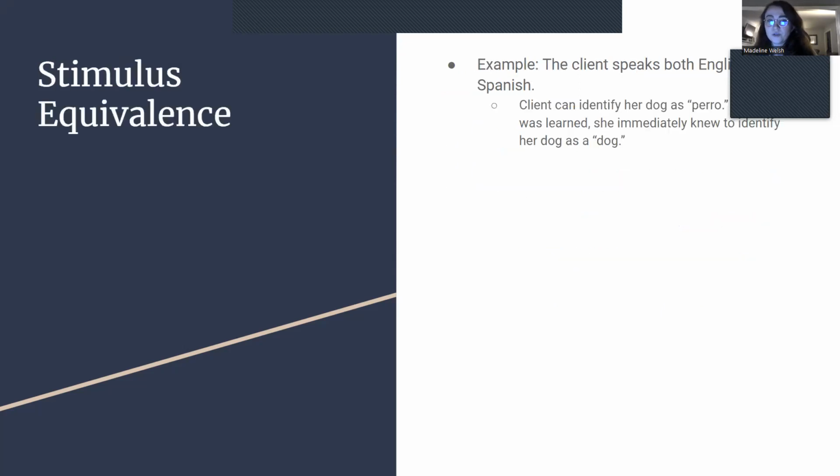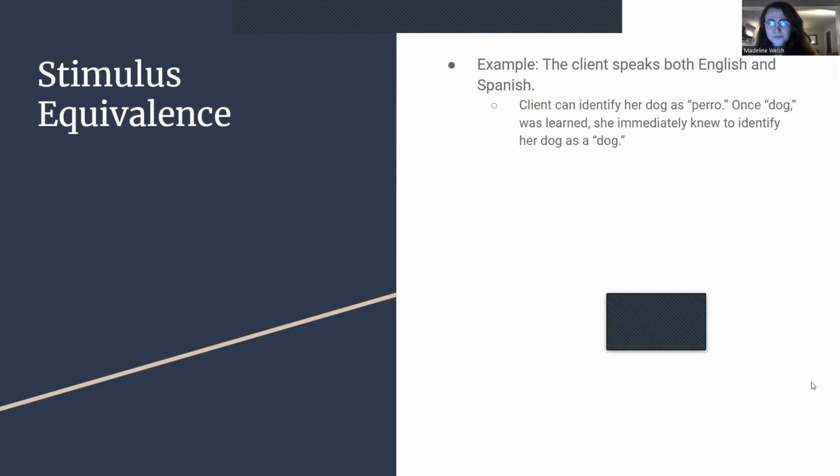For stimulus equivalence, which I believe is the first task list item, for just a quick example, again, the client speaks both English and Spanish. So as an example, she can identify her dog as Perro. Sorry for that horrible pronunciation. Once she learned what dog was in Spanish, she immediately knew to identify her dog as dog.